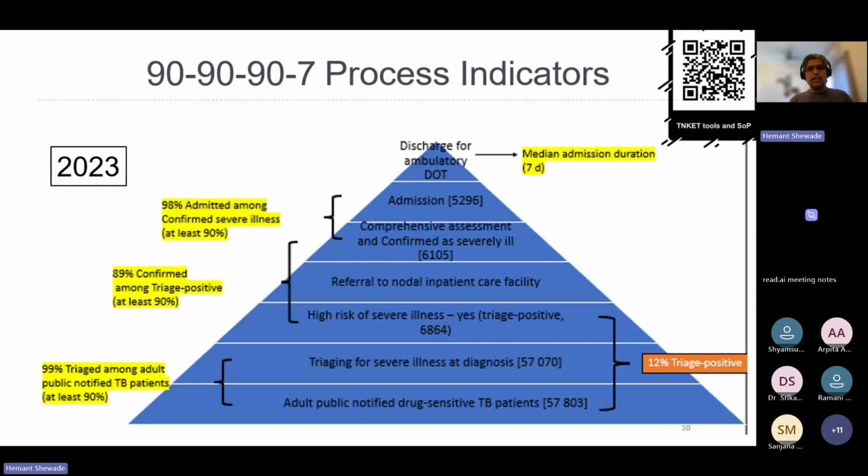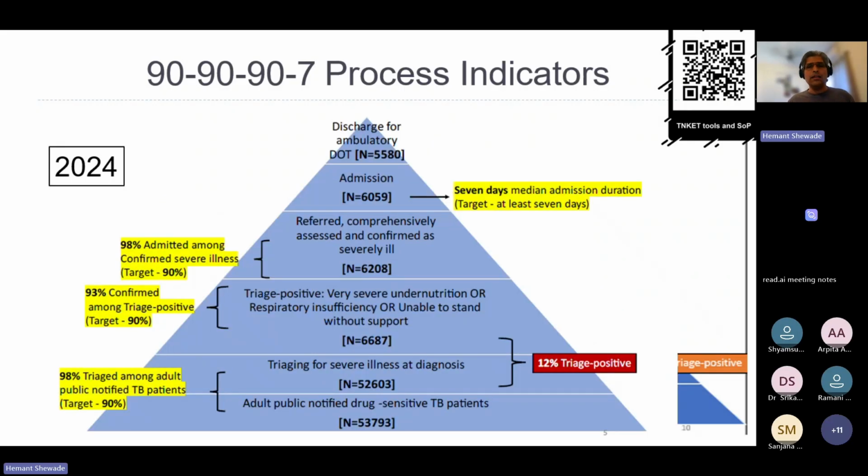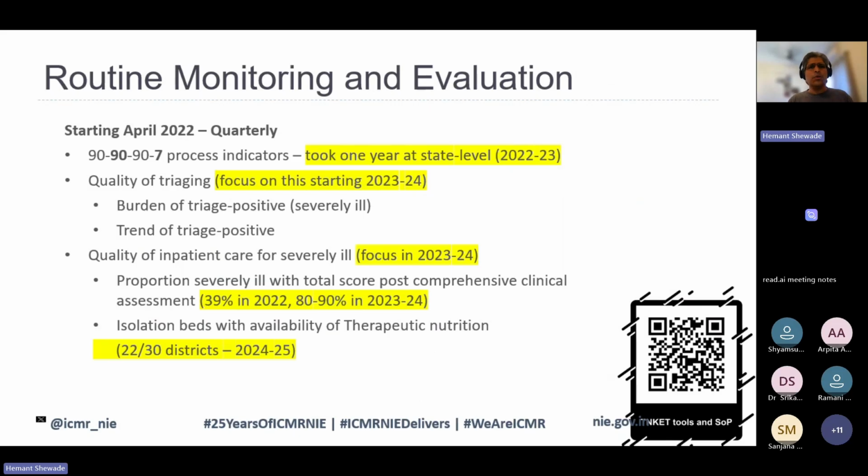If you look at 2023, with sustained efforts, the state achieved the process indicators, and this was sustained in 2024 and 2025 as well. Now, as we met the process indicators in the year 2023, we realized that there were some districts that were meeting them, but still the death rate reduction was not seen in them. So we hypothesized it is probably because of suboptimal quality of triaging and suboptimal quality of comprehensive assessment and inpatient care. So we started building in indicators for quality of triaging and quality of inpatient care.